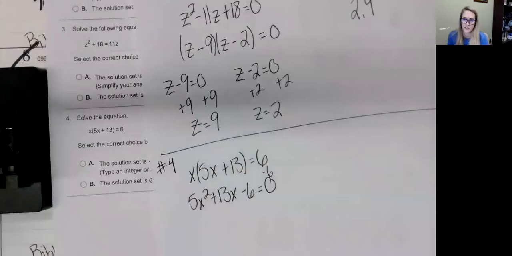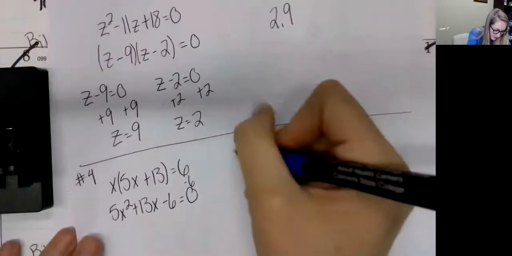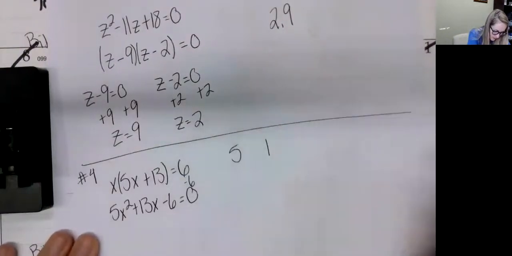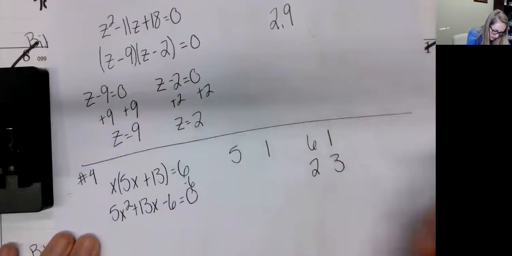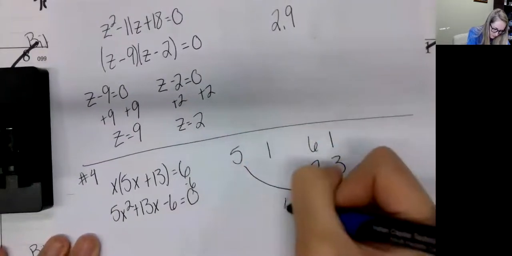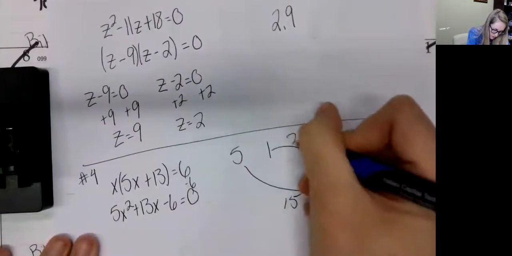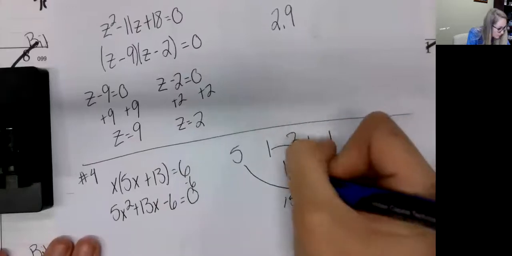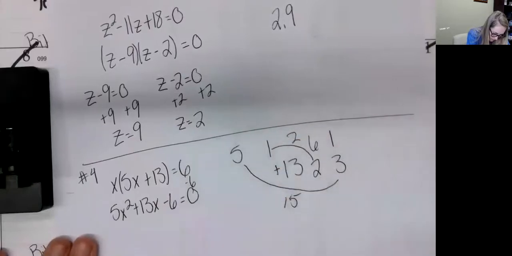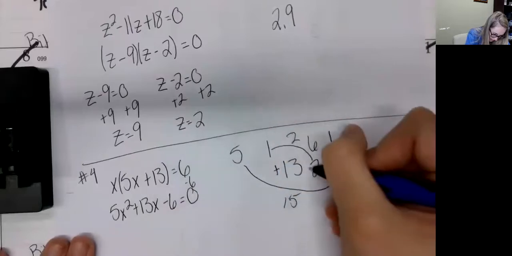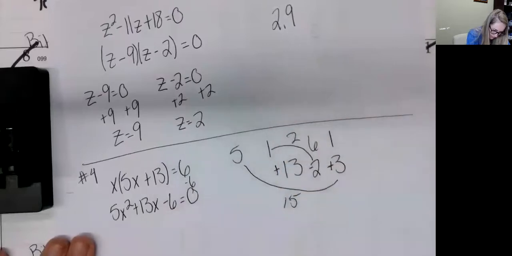Now I'm looking for factors of 5 and 6 that subtract to get 13. So factors of 5 are 5 and 1. 6, I'd have 6 and 1, 2 and 3. 5 times 3 is 15. 2 times 1 is 2. 15 subtract 2 would be 13. It's a positive 13. So I'm going to have a negative 2 and a positive 3.